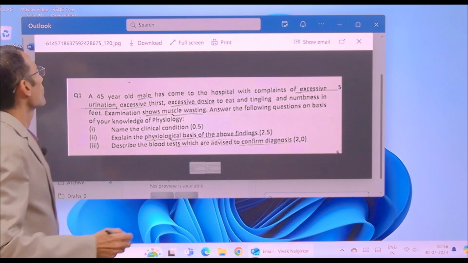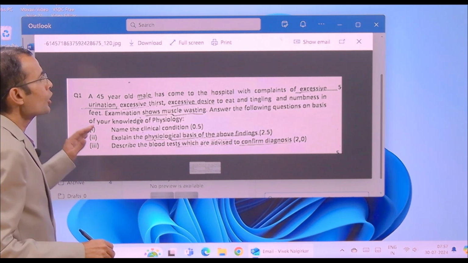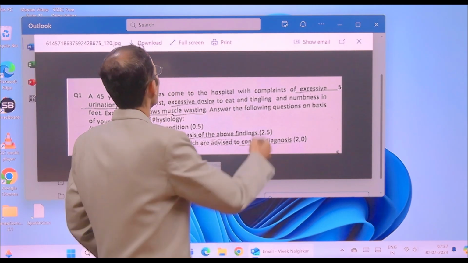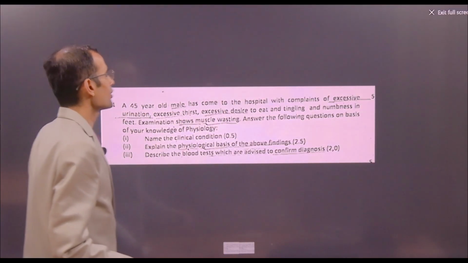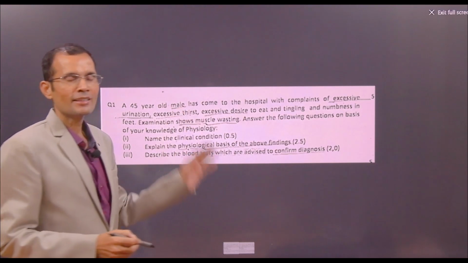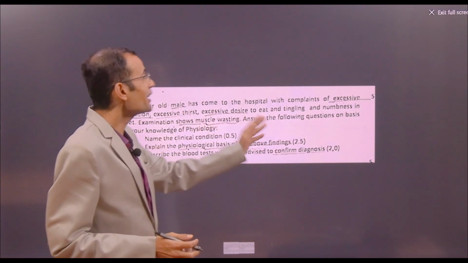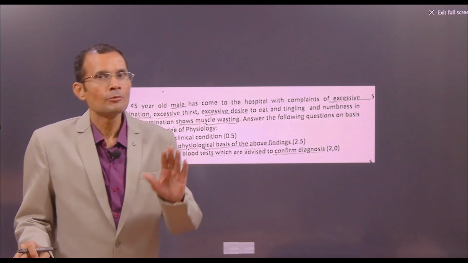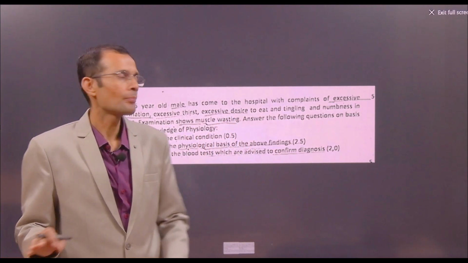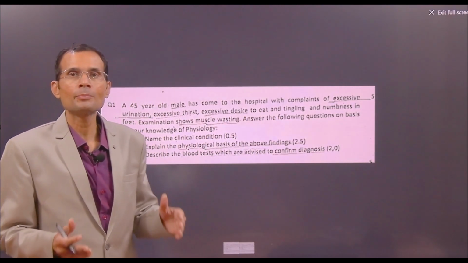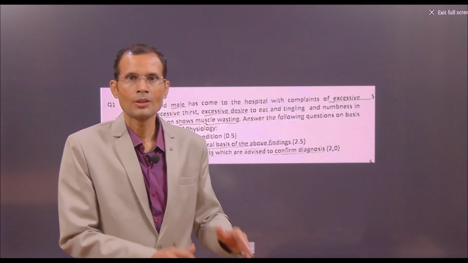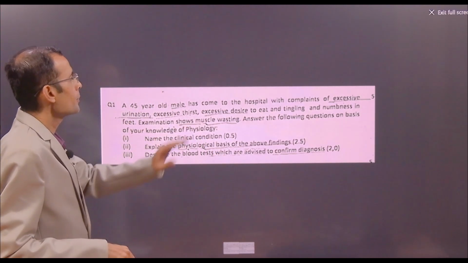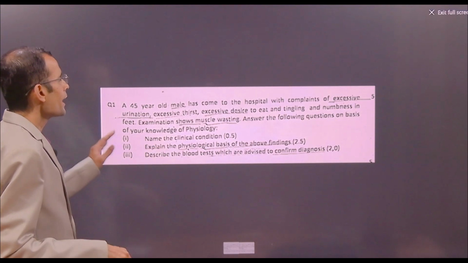Next case is about a 45-year-old male has come to the hospital with complaints of excessive urination. Now look at this. Excessive urination, excessive thirst, excessive desire to eat, and tingling and numbness in the feet. First three things, it's clear it's diabetes, and the complication, tingling and numbness, means diabetic neuropathy. So we have come to a diagnosis straight away. Okay. Also there is muscle wasting. Answer the following questions. Name the clinical condition.